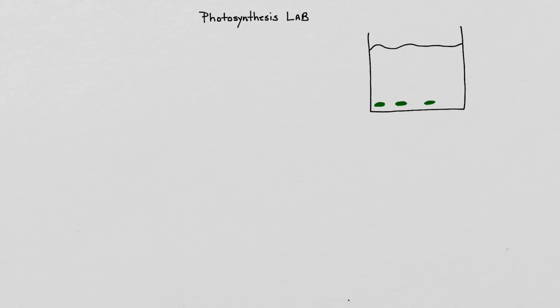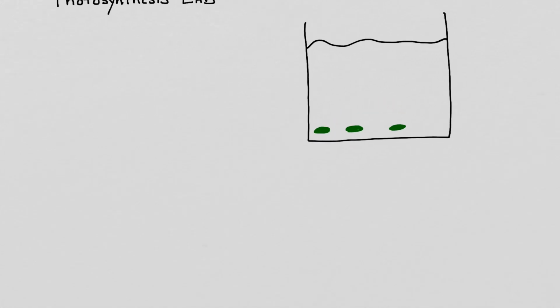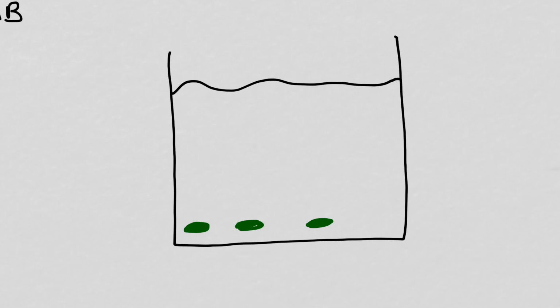So I'm going to show you exactly how we deal with the data in the photosynthesis lab. If you remember, we cut out some discs from the spinach leaves, and what we did was we measured how long it took for each of these discs to float to the surface. And they floated to the surface because they were producing a gas.